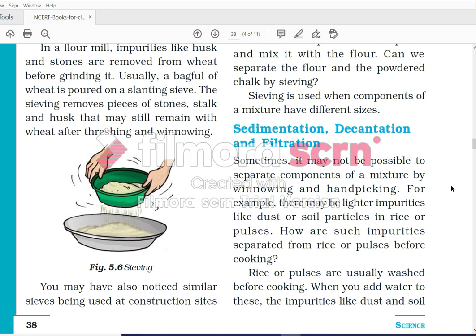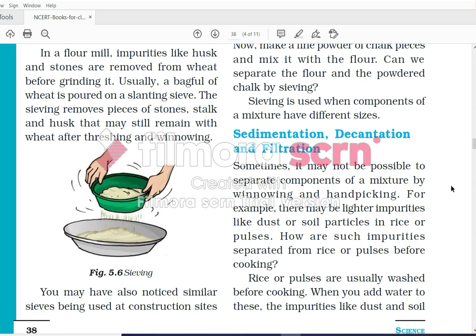So, as we have read earlier, threshing and winnowing are manual processes, right? So in these manual processes, obviously, there could be some mistakes. So we use these sieves to remove the impurities that are left behind after the process of threshing and winnowing.